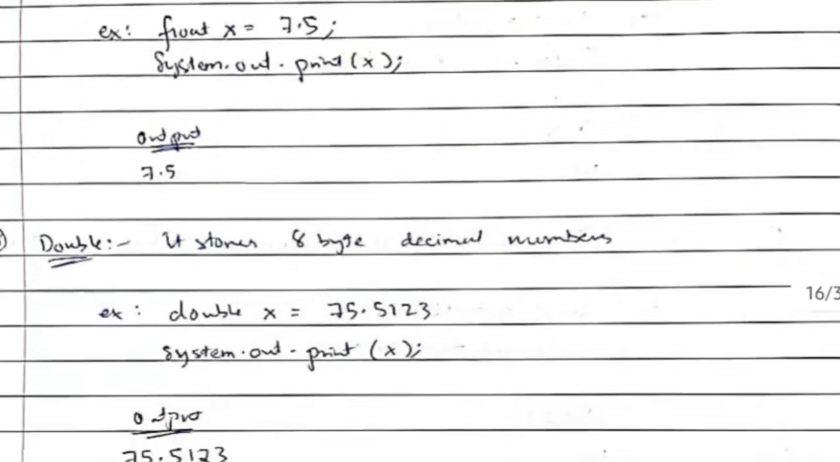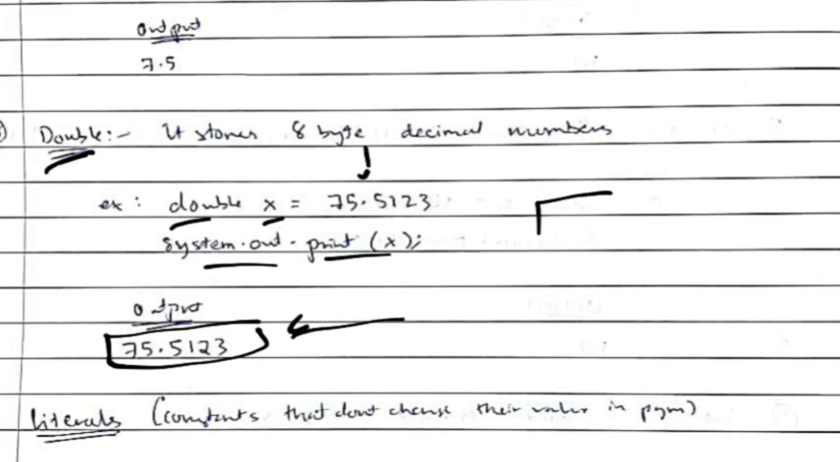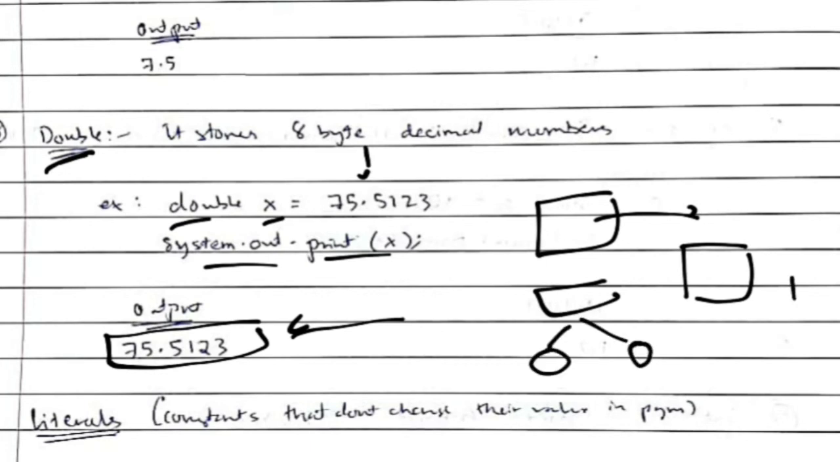If you have to store bigger decimal numbers, at that time go for double x is equal to this number, and when you print out this number, you will get the output here. Okay, this is for the primitive data types. By using these data types, you can create further data types like arrays, classes, objects, linked lists, stacks and all. Okay, so we'll be looking at that in upcoming topics.